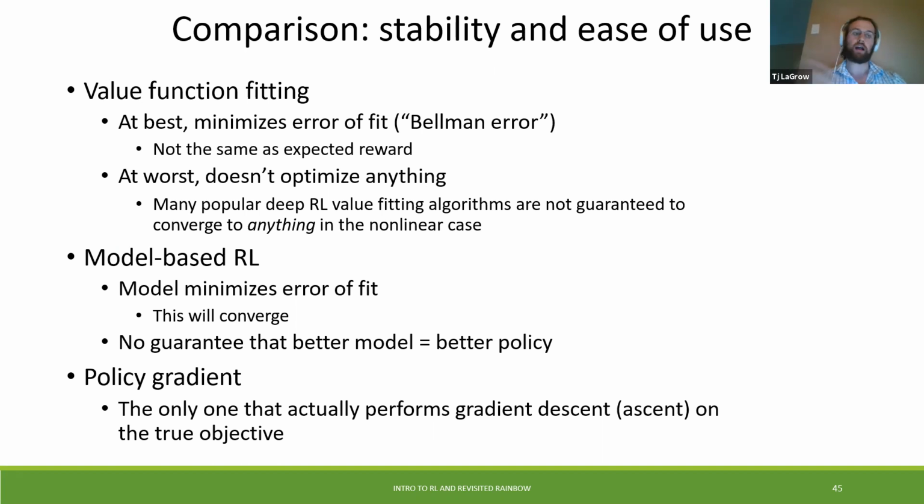This is in contrast to the model-based reinforcement learning, which we've been talking about, where the model minimizes the error to fit. This will converge because we do know the model that we're trying to fit, but then there's policy gradient, and there can only be one that actually performs gradient descent on the true objective.